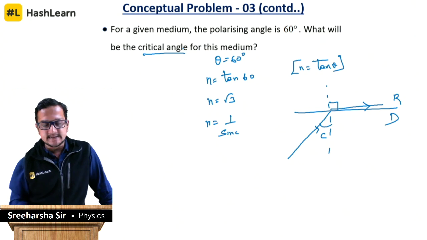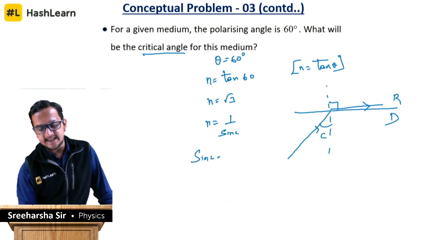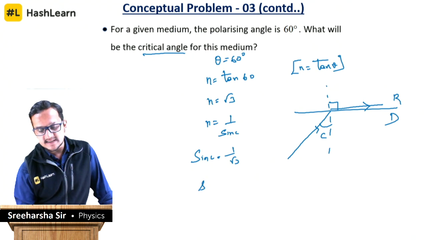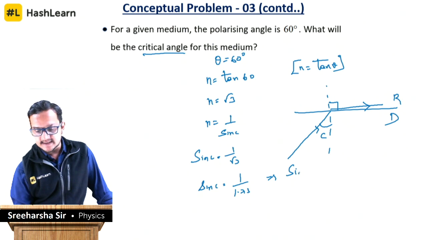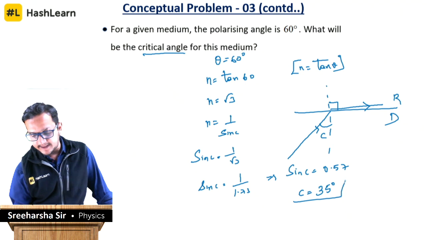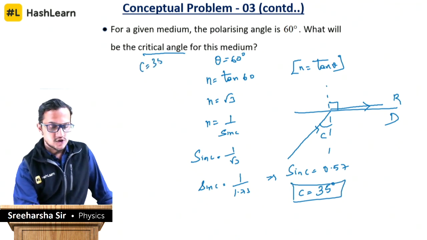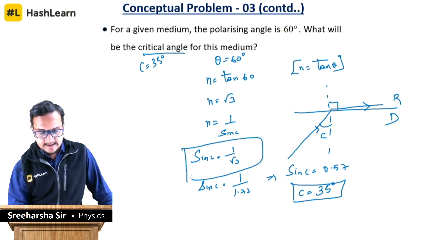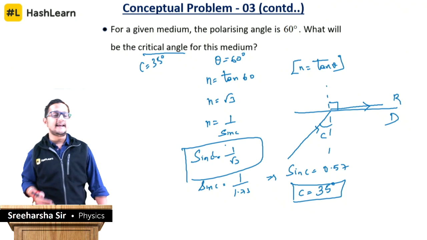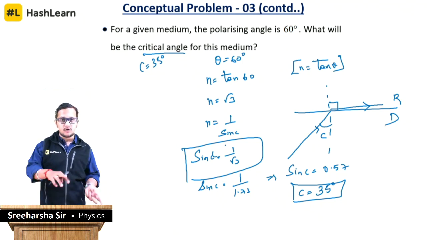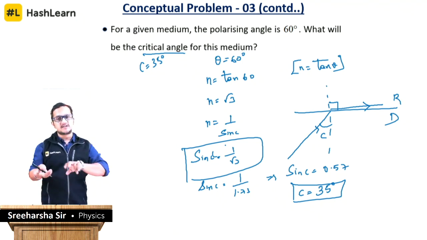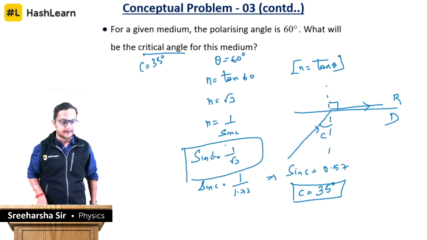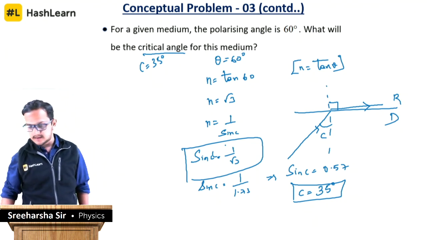And n is equal to 1 by sine c, or sine c is equal to 1 by root 3, or sine c is equal to 1 by 1.73, which implies sine c is equal to 0.57 and c is approximately 35 degrees. So good job Peru. Sine c equals 1 by root 3 is the correct answer. So this is very, very important. Now you can see how we have chosen a problem which is involving ray optics into it. The next problem is on the screen.